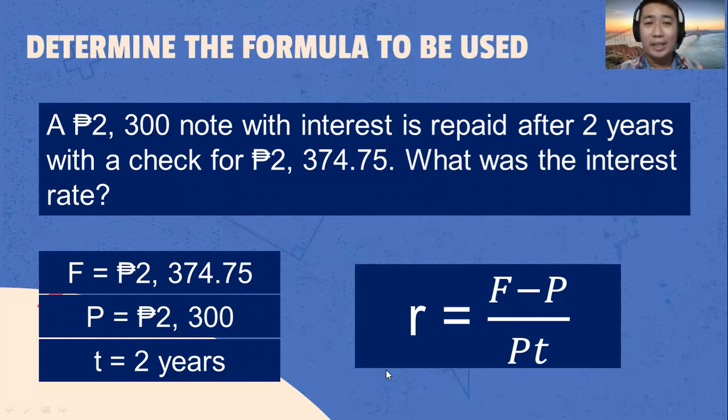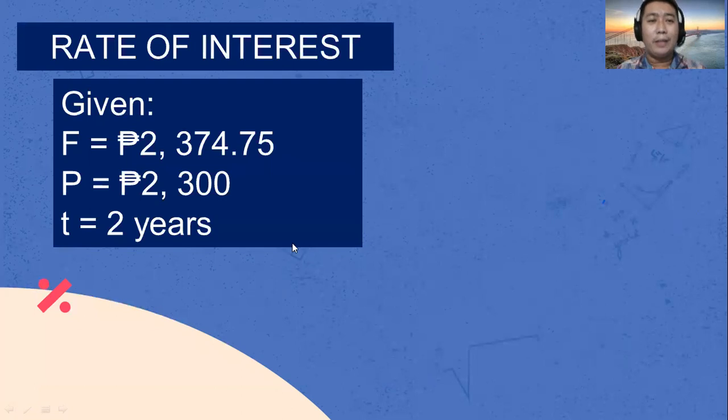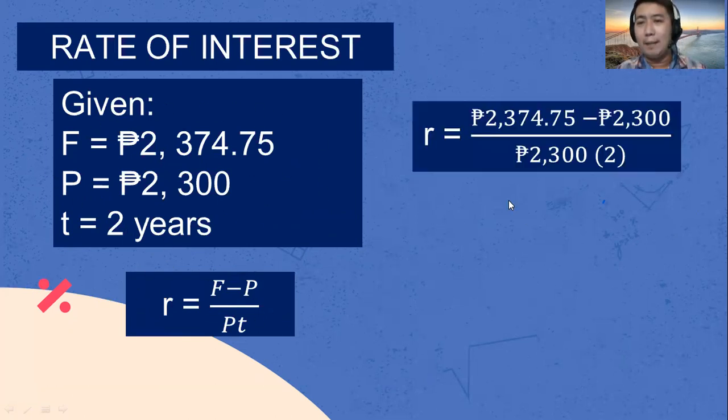I know all of you are excited. Let's solve this problem. Rate of interest, these are the given. F, 2,374.75. Principal amount, 2,300. The time is 2 years. And here's the formula. And we are going to substitute the given on the given formula. And it goes like this. So final value minus the principal amount over the product of the principal amount and time.